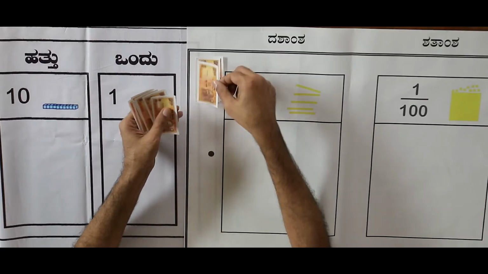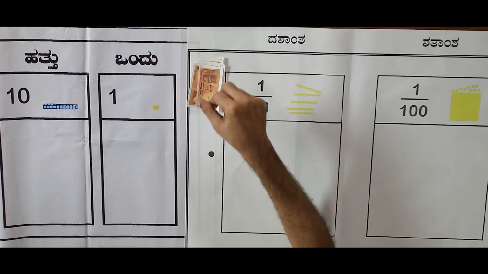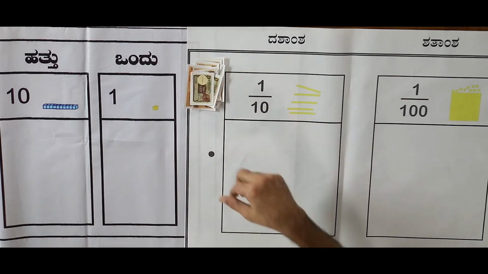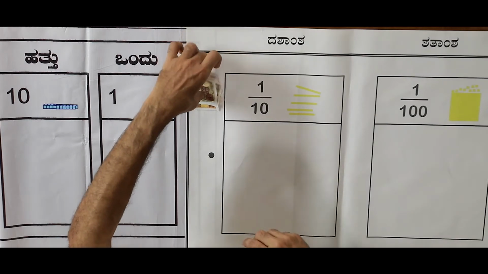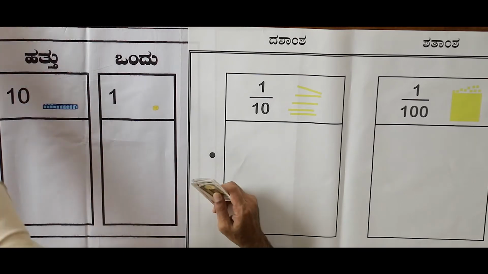How can we use money and teach the decimal system to the children? Let us look at it. I have 93 rupees. 1, 2, 3, 4, 5, 6, 7, 8, 9, and 1, 2, 3 rupees. I have to split these 93 rupees among 4 people.